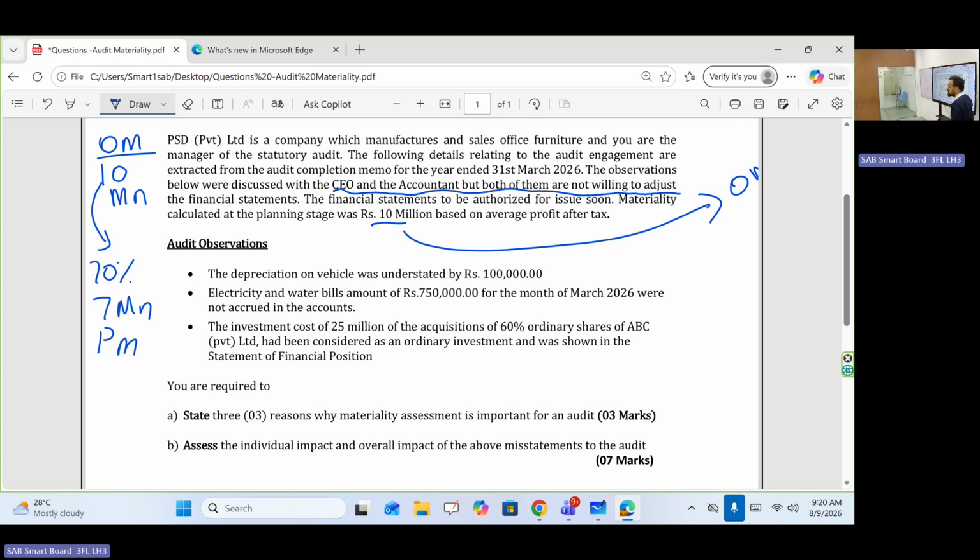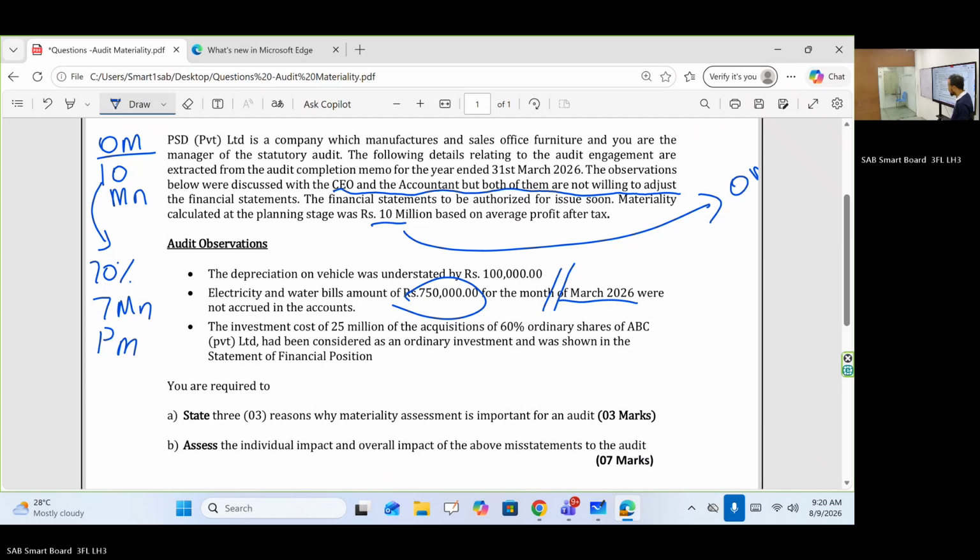Electricity and water bills amount to 750,000 for the month of March, the last month, and that was not accounted for. Is that also a problem or not? That's also not a problem. Why? It is not 7.5 million, it is 750,000. Zero is important. If I put 7.5 million, then there would be a problem, but 750,000 is no issue. If you add together, also no issue.